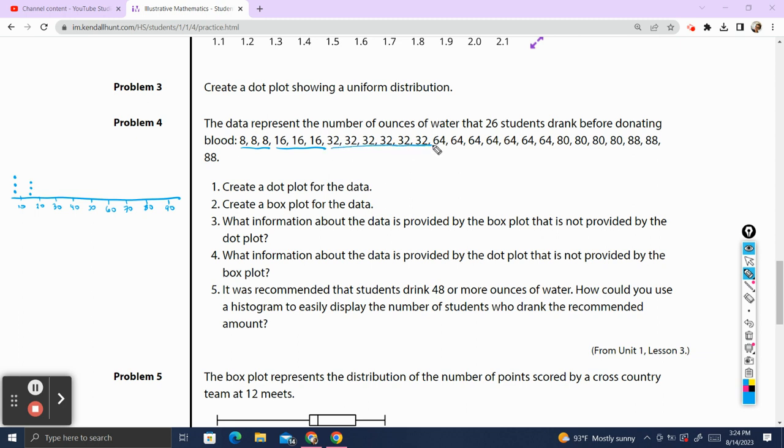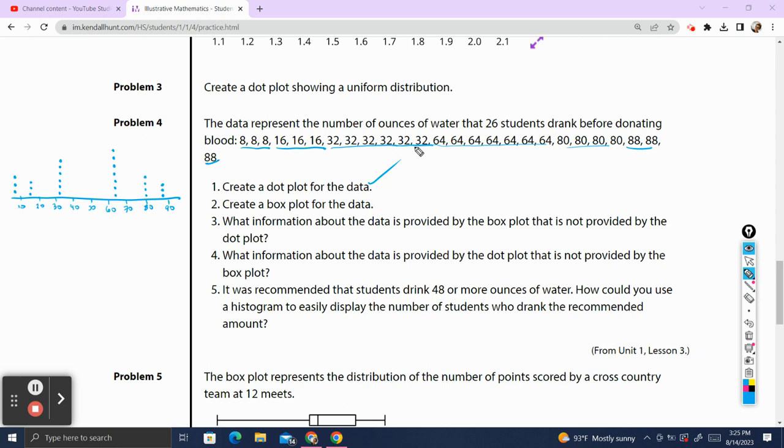I have 6 values, which is 32. So that's 6 dots right here. I have 7 values that are 64. So 7 dots over there. 1, 2, 3, 4, 4 dot values for 80. And then finally, I have 3 values for 88. There we go. We created our dot plot.